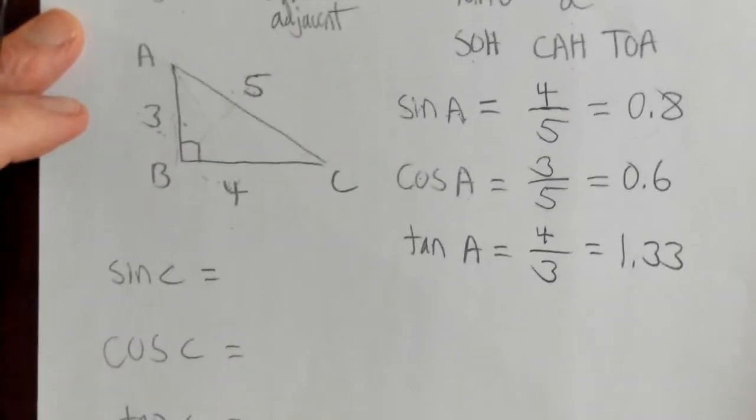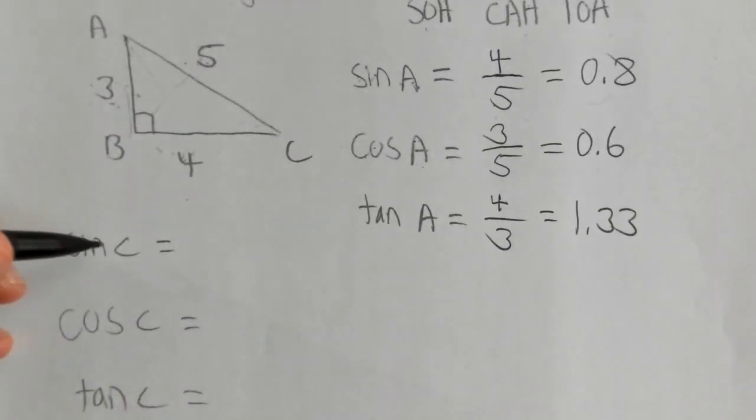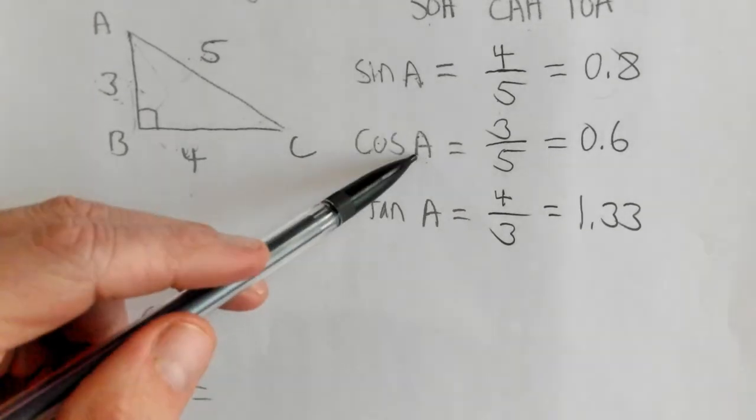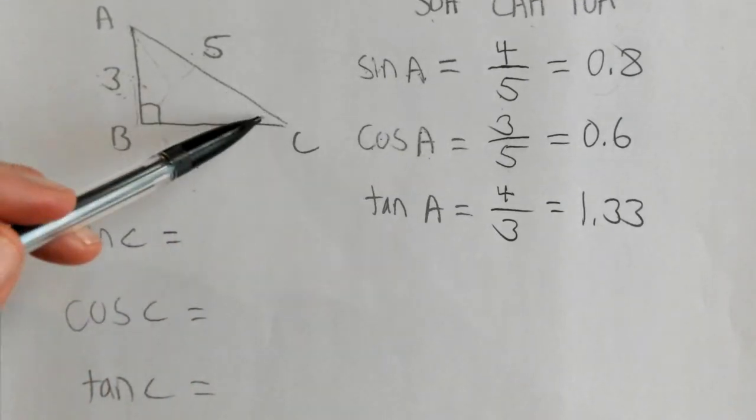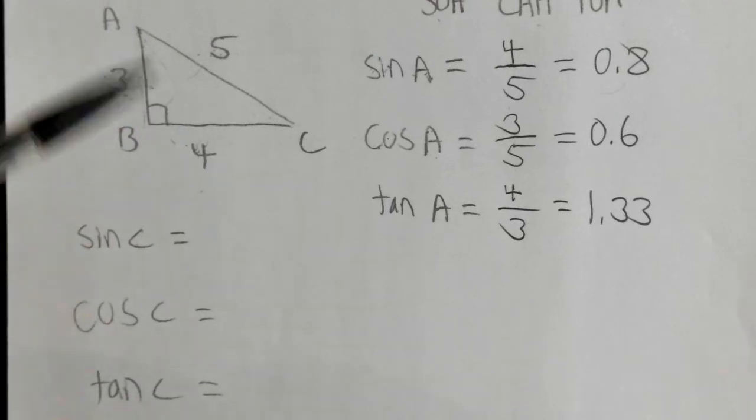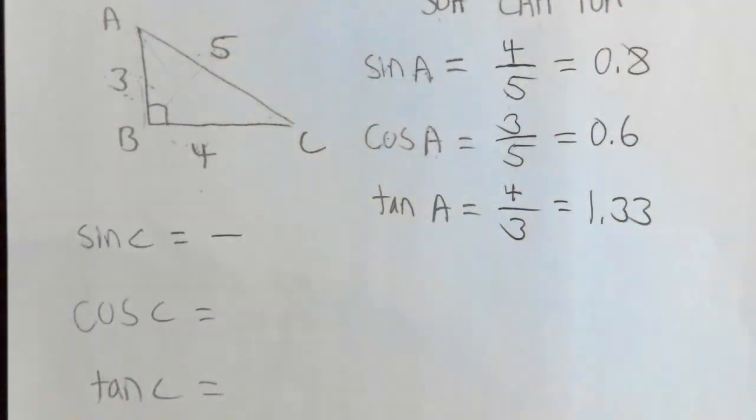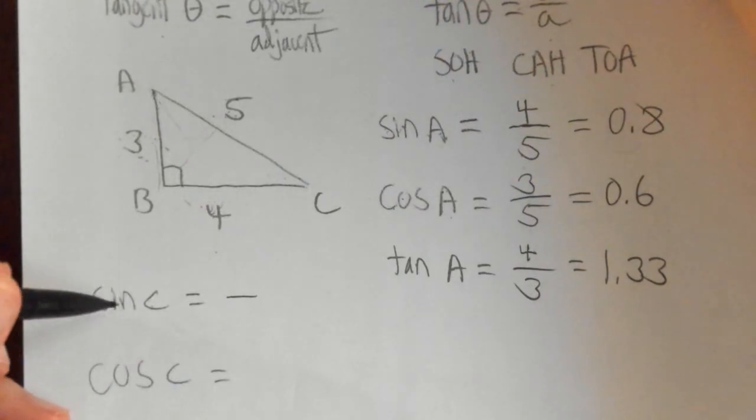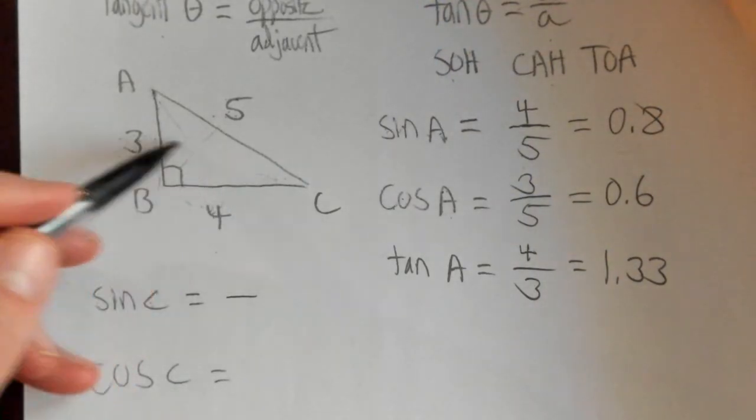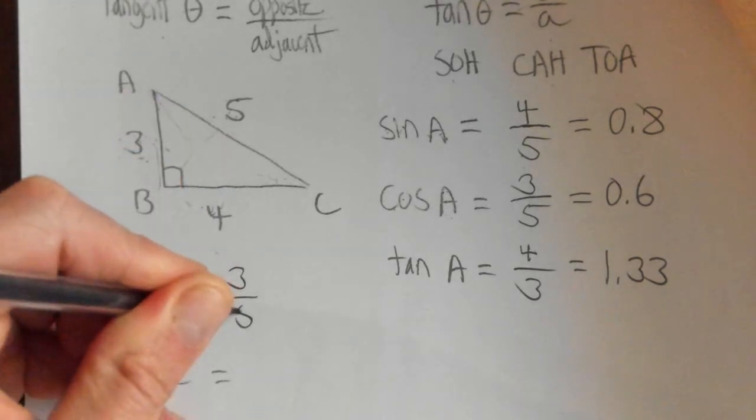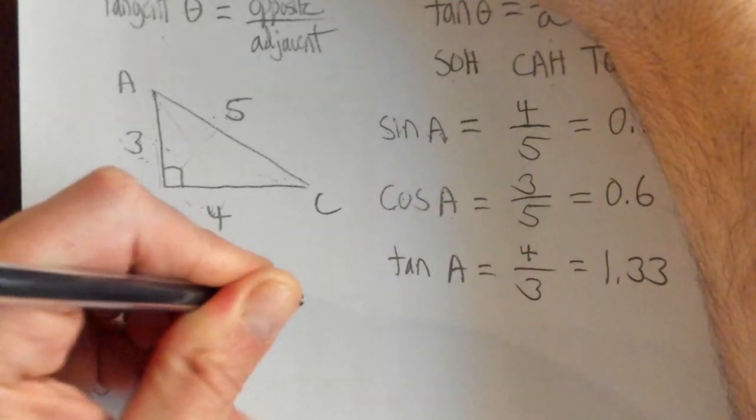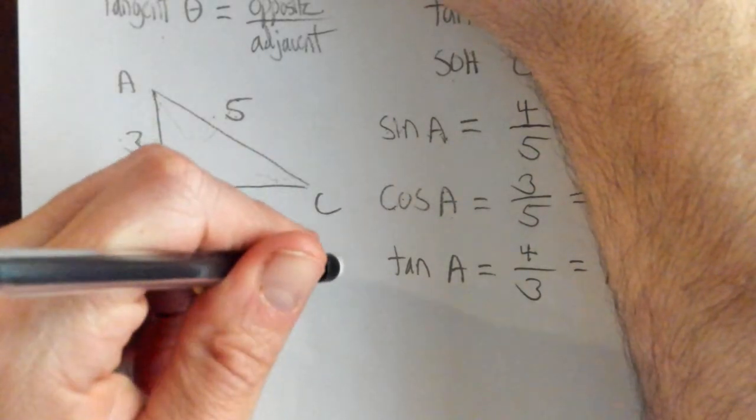Now, let's take a look and fill them out for this one. Now we have sine of C. The main thing to notice here is that we have a different reference angle. It's not A anymore. C is the reference angle. So the reference angle can change your opposite and adjacent. So when I go to write this out, here's what I need to look at. Again, sine is opposite over hypotenuse. So the question is, what's the opposite side for C? The opposite side for C is 3, and then the hypotenuse is 5, and so that would be 0.6.